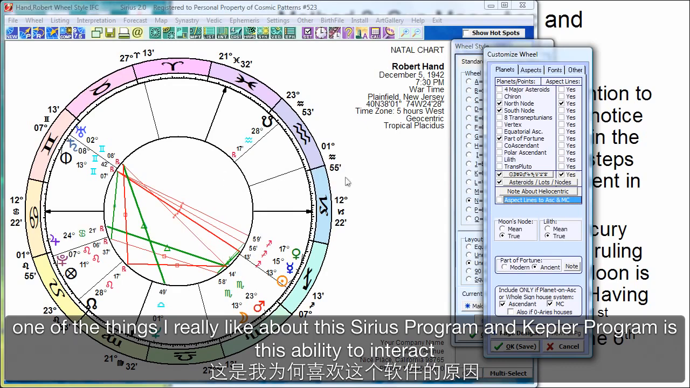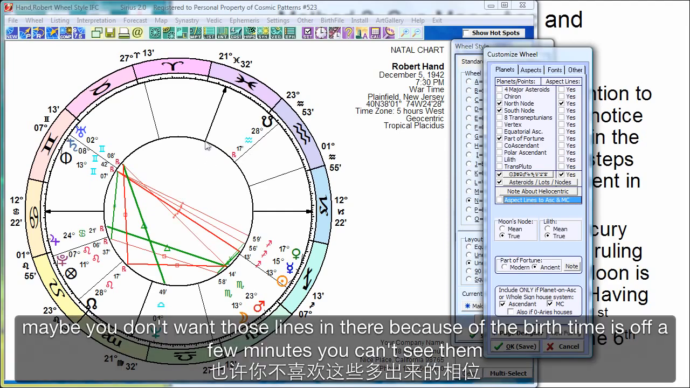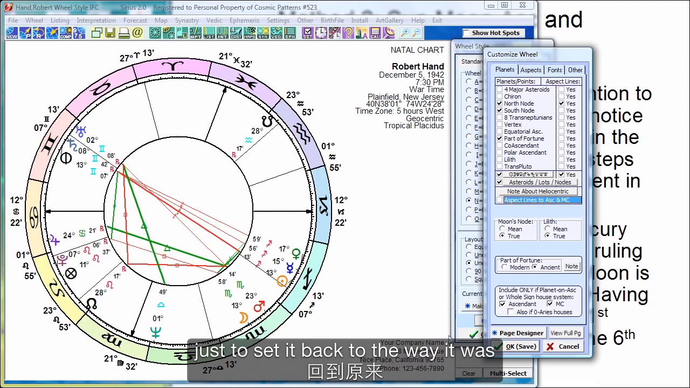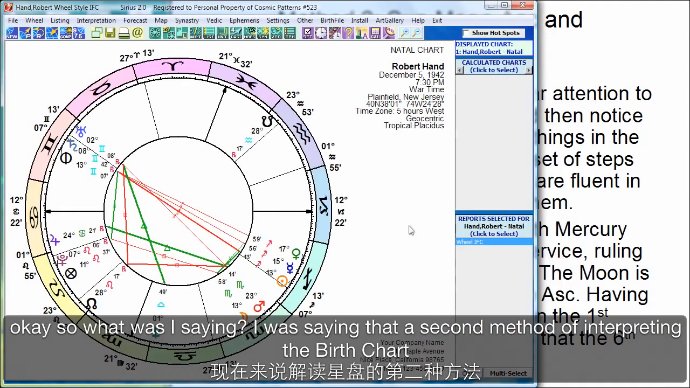One of the things I really like about this Sirius program and the Kepler program is this ability to interact. Maybe you don't want those lines in there because if the birth time's off a few minutes, you can't see them. So you can interactively just turn it on, and you can see the Mars, Jupiter, midheaven grand trine. I'm going to uncheck it just to set it back to the way it was. Okay, so what was I saying?